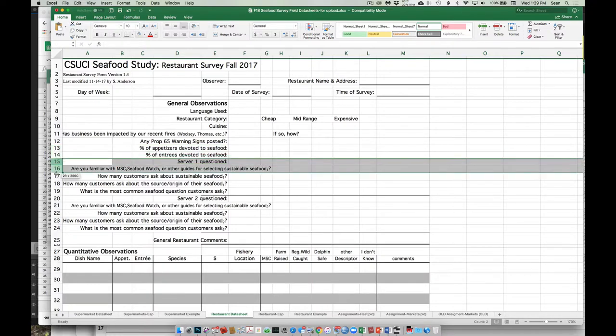Now we come to the questions for most of you. These next questions are asked of server one and server two. You don't have to do two servers. If you were just hanging out, if you're stuck in a blizzard and you had some time and the wait staff was just bored, you could ask two different wait staff. But you just have to do one. Originally people were getting really rambunctious and asking a bunch of people.